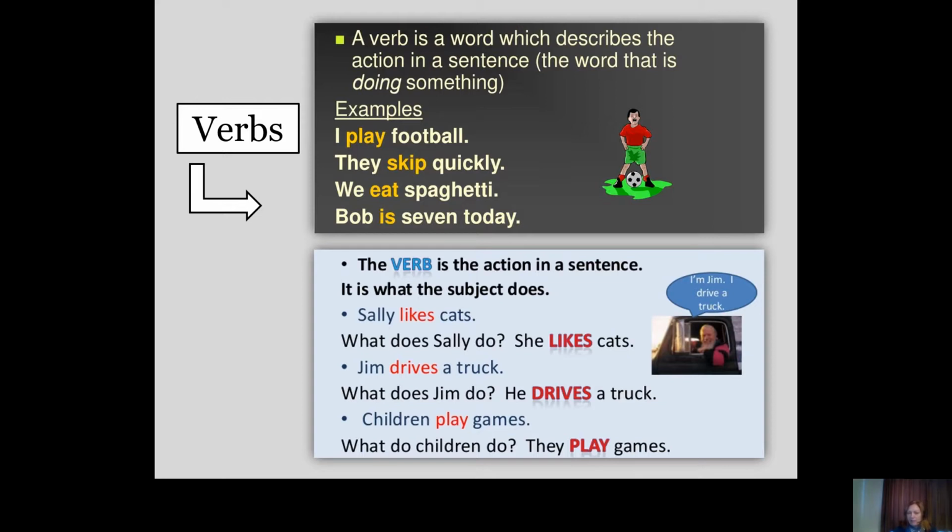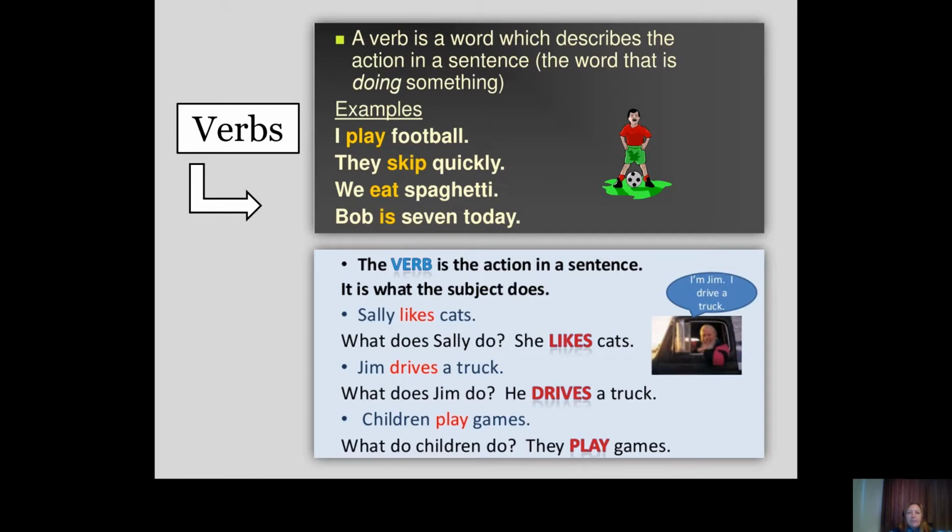We eat spaghetti. Sometimes people get a bit caught up and think that a doing word has to be a physical doing in terms of running, climbing, swimming, jumping. But those are the very obvious ones. And we quite often start with those with children because we can get them to do them themselves and we can give them very visual pictures as prompts. But it's any action at all. And we've got here, Bob is 7 today, and is actually the action word there because it's to be. Okay, we come on to that a bit more in a moment.